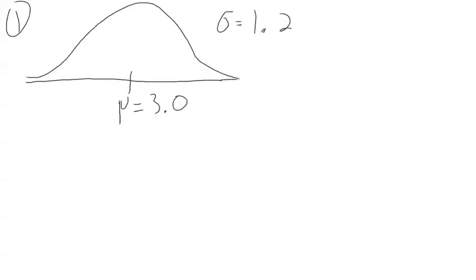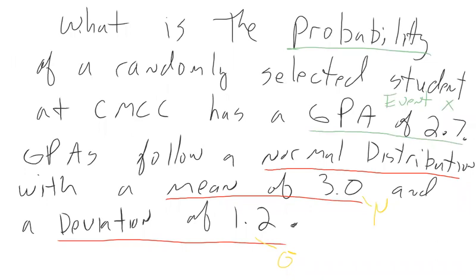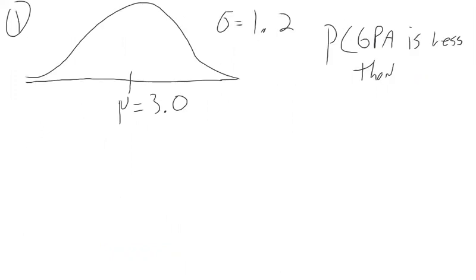We are looking for the probability that my GPA is 2.7 or less. So X is less than 2.7. If 3.0 is in the center, 2.7 is right there. Draw our line up. And which way do we color? To the left.